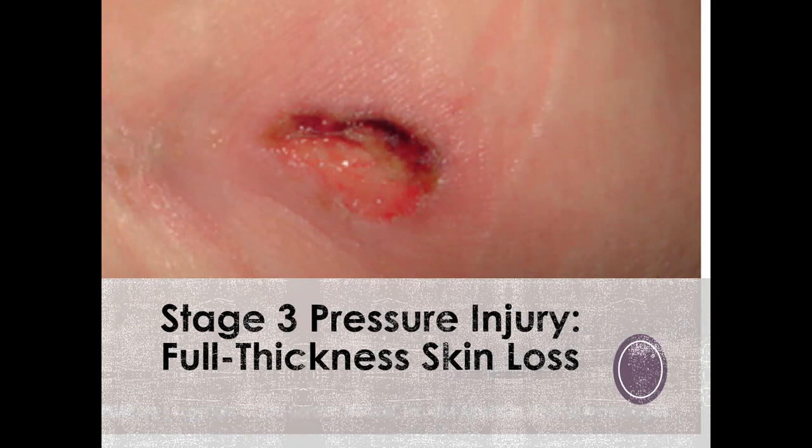Although a stage 3 pressure injury is described as a deeper wound than a stage 2 injury, the degree of depth is dependent on the location of the wound and the amount of subcutaneous tissue present. For example, far less subcutaneous tissue is present on the heel or the back of the head than on your hip or your shoulder.